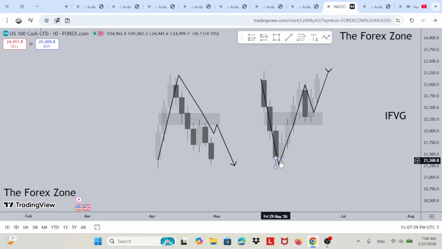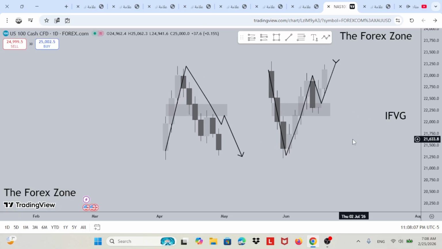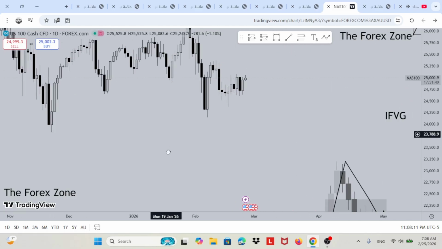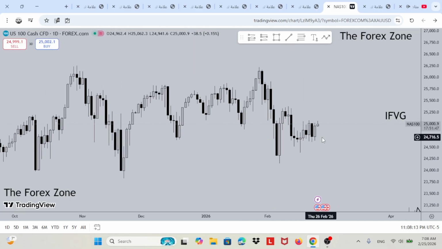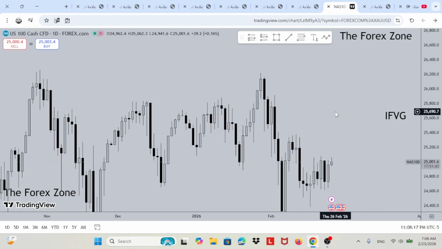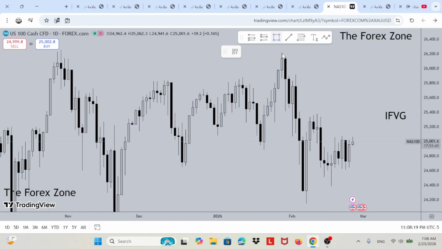Now that you have a solid grasp of the theory behind these drawings, let's move on to the real charts to see some live market examples and how they play out in real time. Now let's transition from theory to reality. I will show you several live examples here on the charts, one by one, so you can see exactly how the inversion FVG looks in a live market environment.